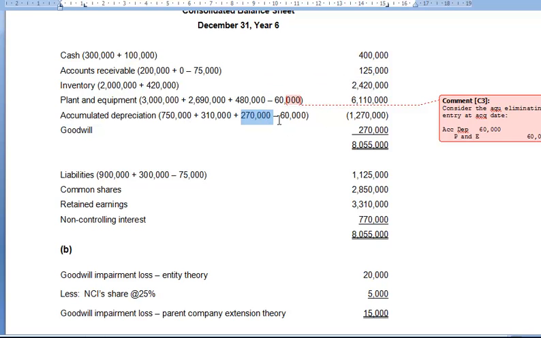Okay, so I guess the thing is, don't get this 60,000 mixed up with the 60,000 that's in here. This is your fair value increment at net, the 480 less the 270, which is in your schedule of acquisition differential amortization in your impairment loss schedule, right? So now we've got $8,055,000, and again we take the common shares separate entity of the parent, the retained earnings consolidated, which we calculated, and the NCI, which we calculated, and we have a balanced consolidated balance sheet at $8,055,000.